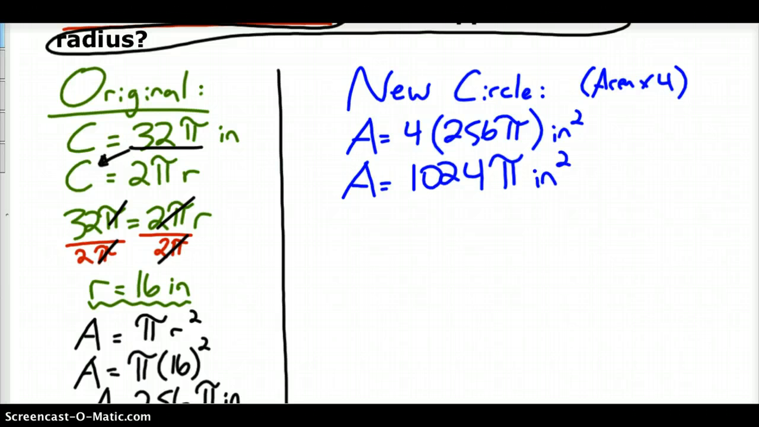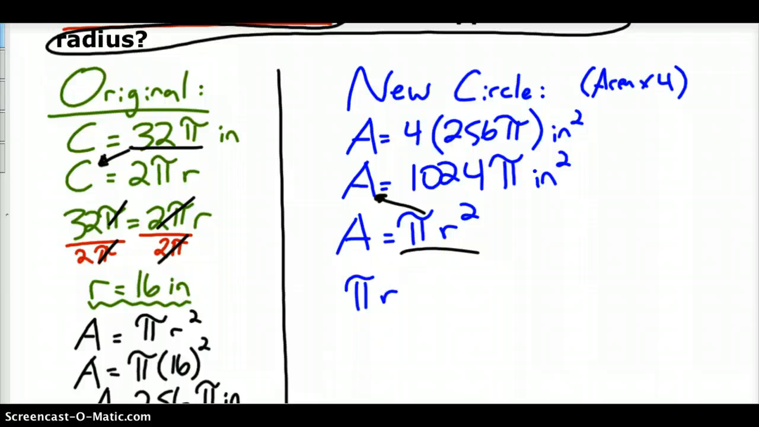Now we're concerned with trying to figure out what the radius is. So I can just use the formula for area. I know that the formula for area equals pi times radius squared. I'm just going to take pi r squared, this part right here, and plug it into this equation for area. So my new equation is pi times radius squared equals 1,024 pi.